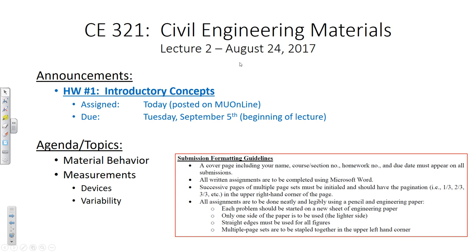I'm pretty easy when it comes to formatting, just make sure it's legible. If there's any diagrams, make sure you're using straight edges and things like that. Make sure you're numbering all your pages. If there's three pages, 1 out of 3, 2 out of 3, 3 out of 3. That's more for your sake than it is for mine, so that if something gets lost, we know where it is. Everybody good so far?